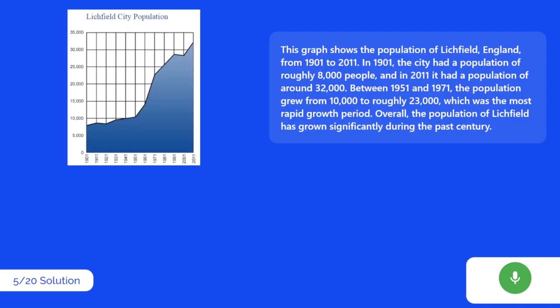This graph shows the population of Lichfield, England, from 1901 to 2011. In 1901, the city had a population of roughly 8,000 people, and in 2011 it had a population of around 32,000. Between 1951 and 1971, the population grew from 10,000 to roughly 23,000, which was the most rapid growth period.